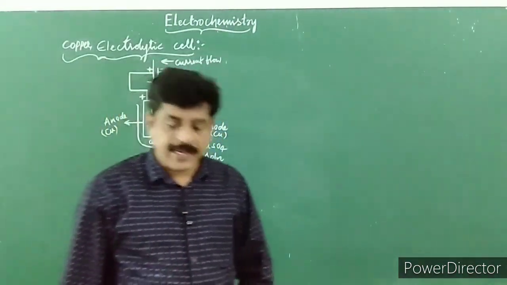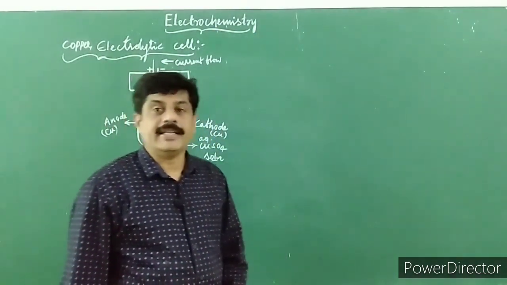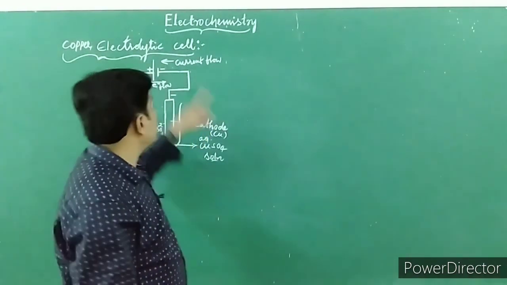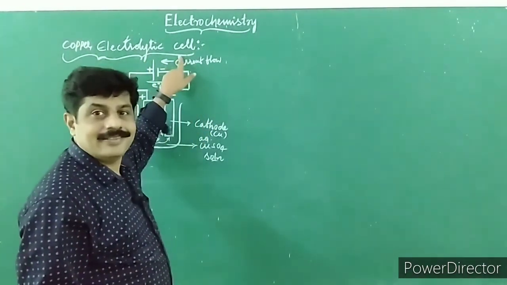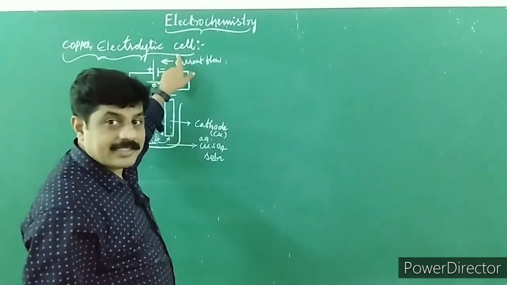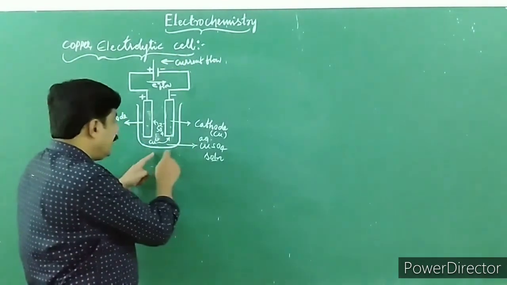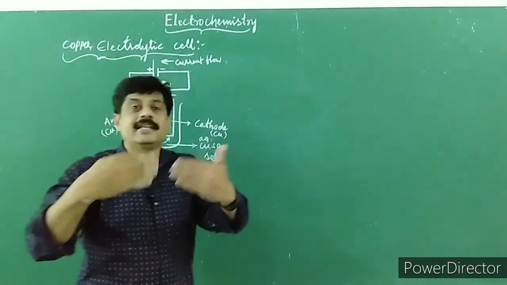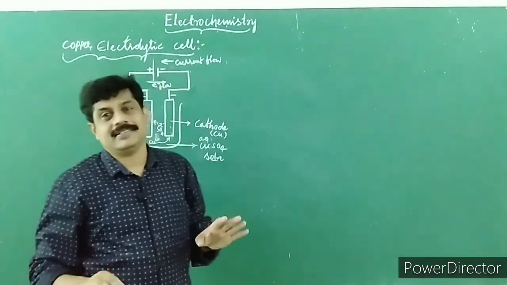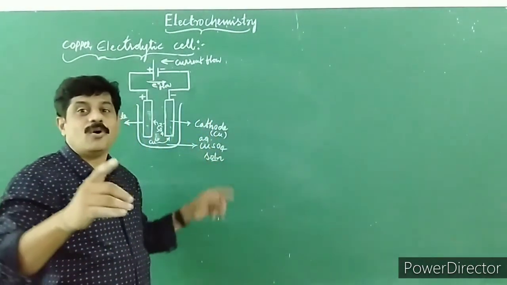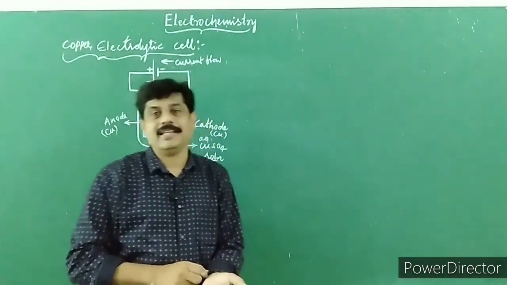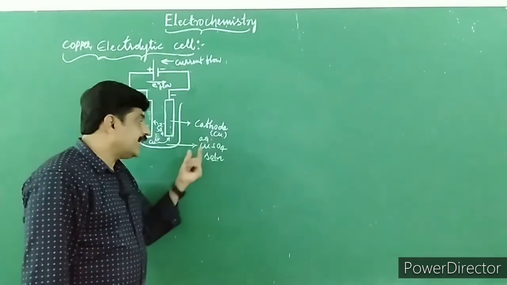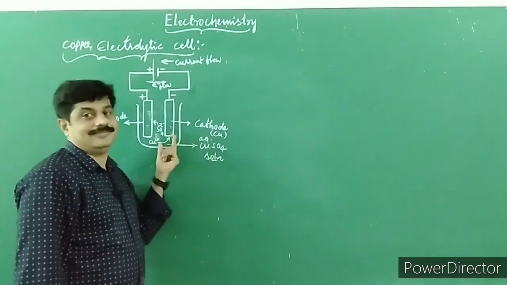Children, in order to understand the functioning of the electrolytic cell, let me take up the simplest electrolytic cell, that is a copper electrolytic cell. Children, copper electrolytic cell consists of a vessel made up of either glass or any material which is a bad conductor of electricity, and the vessel is called electrolytic tank or electrolytic cell. In this electrolytic tank, I will take aqueous copper sulfate solution.